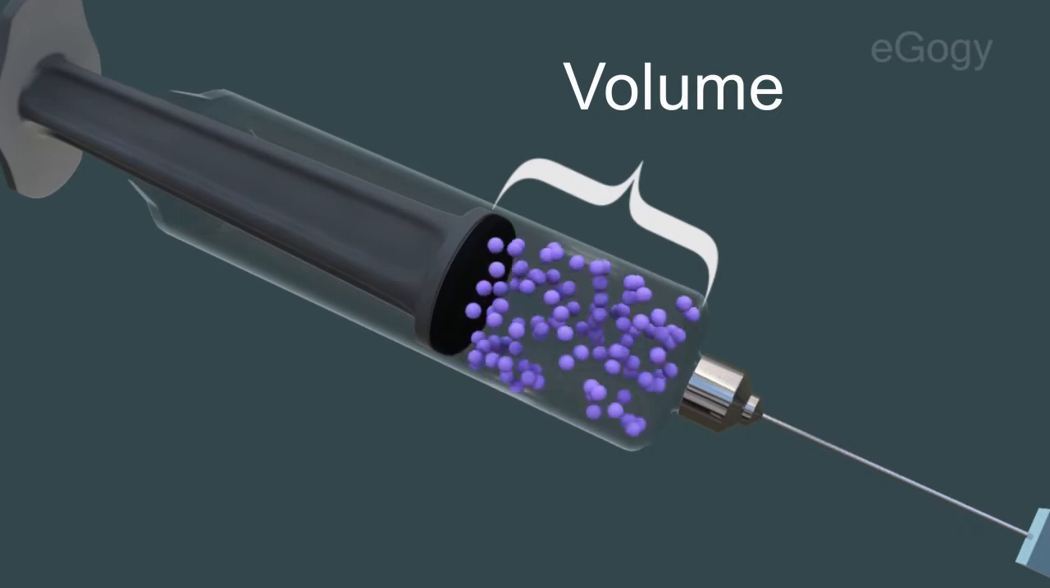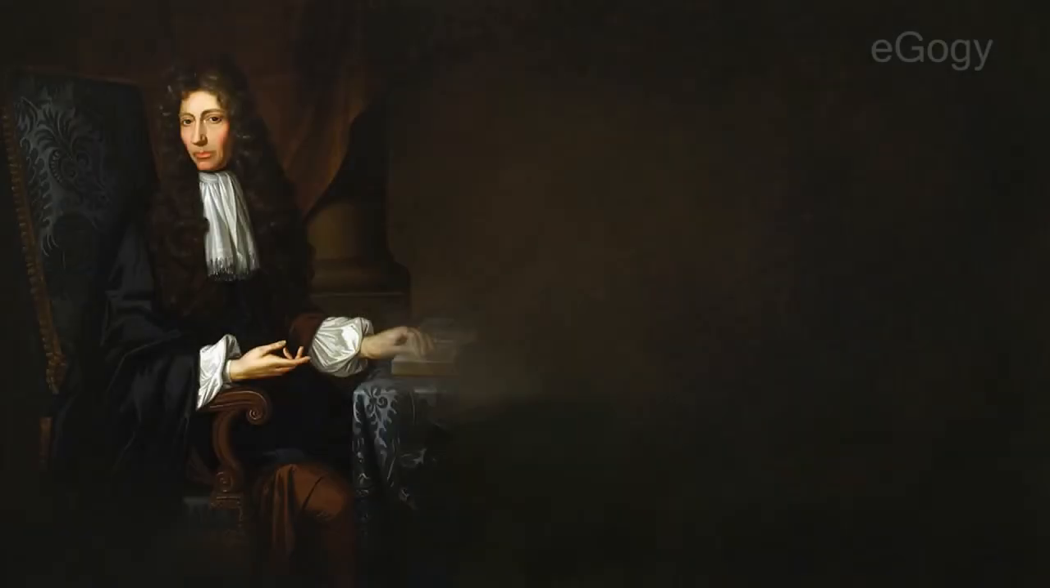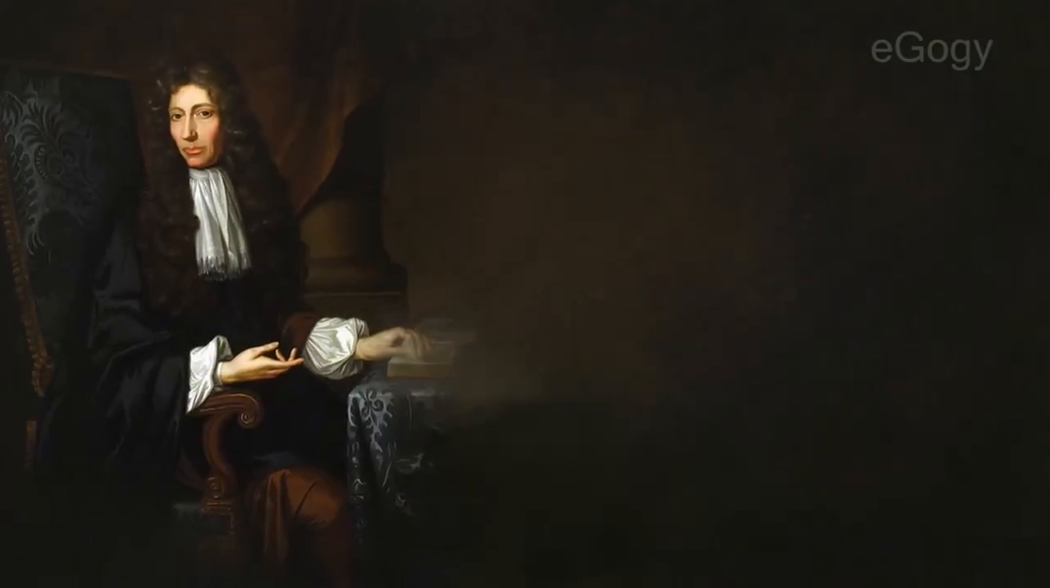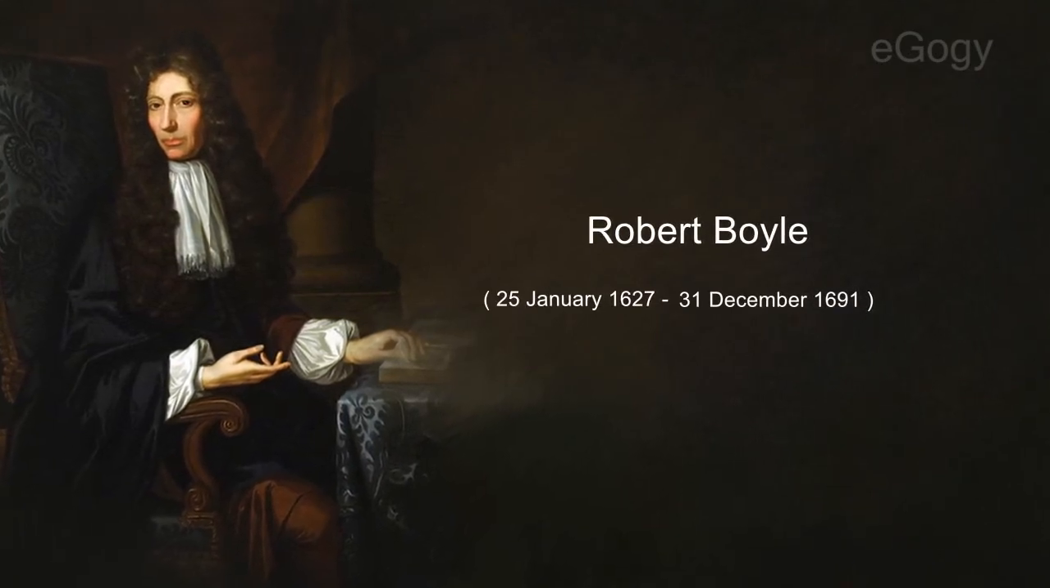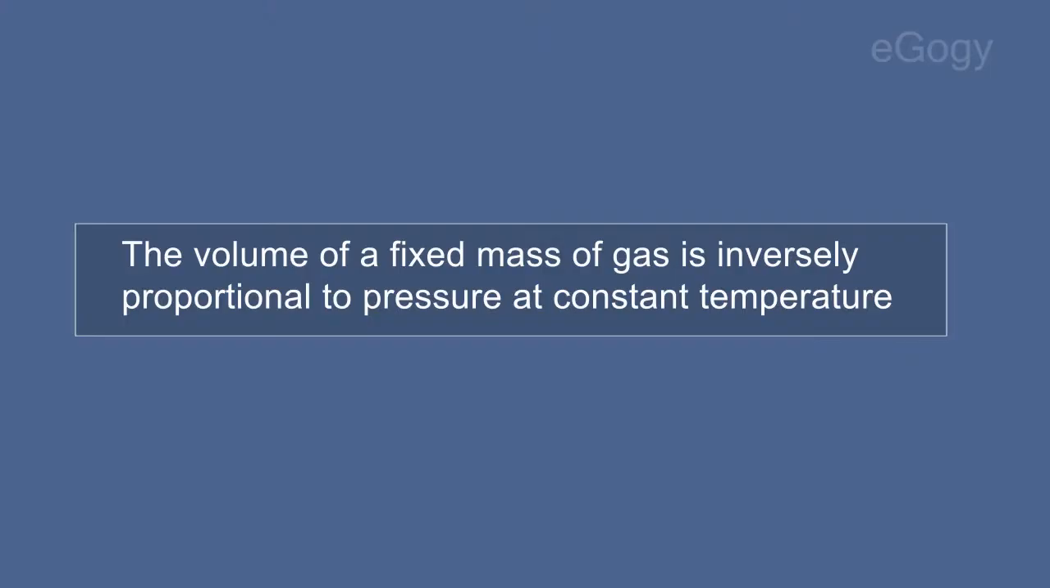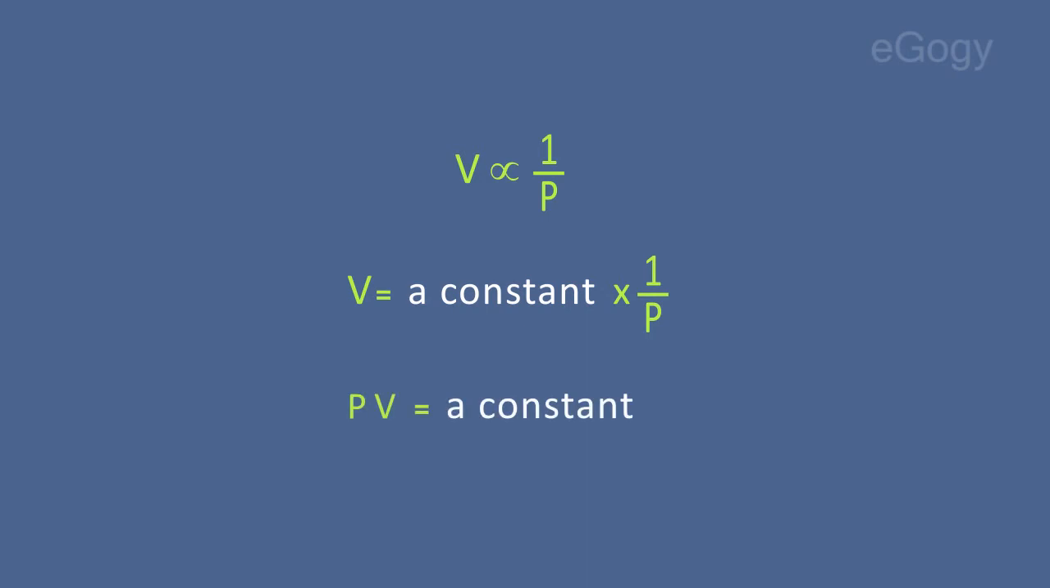Through some experiments, Robert Boyle established the relation between pressure and volume of gases. According to Boyle's law, the volume of a fixed mass of gas is inversely proportional to pressure at constant temperature. Mathematically, V is directly proportional to 1 by P. V equals a constant into 1 by P. Therefore, PV equals a constant.